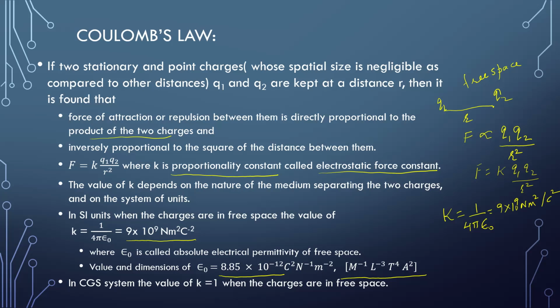In the CGS system of units, the value of K is equal to 1 when the charges are in free space. And in the SI system of units, the value of K is equal to 1 upon 4 pi epsilon naught, which is equal to 9 into 10 to the power of 9 Newton meter square upon Coulomb square.